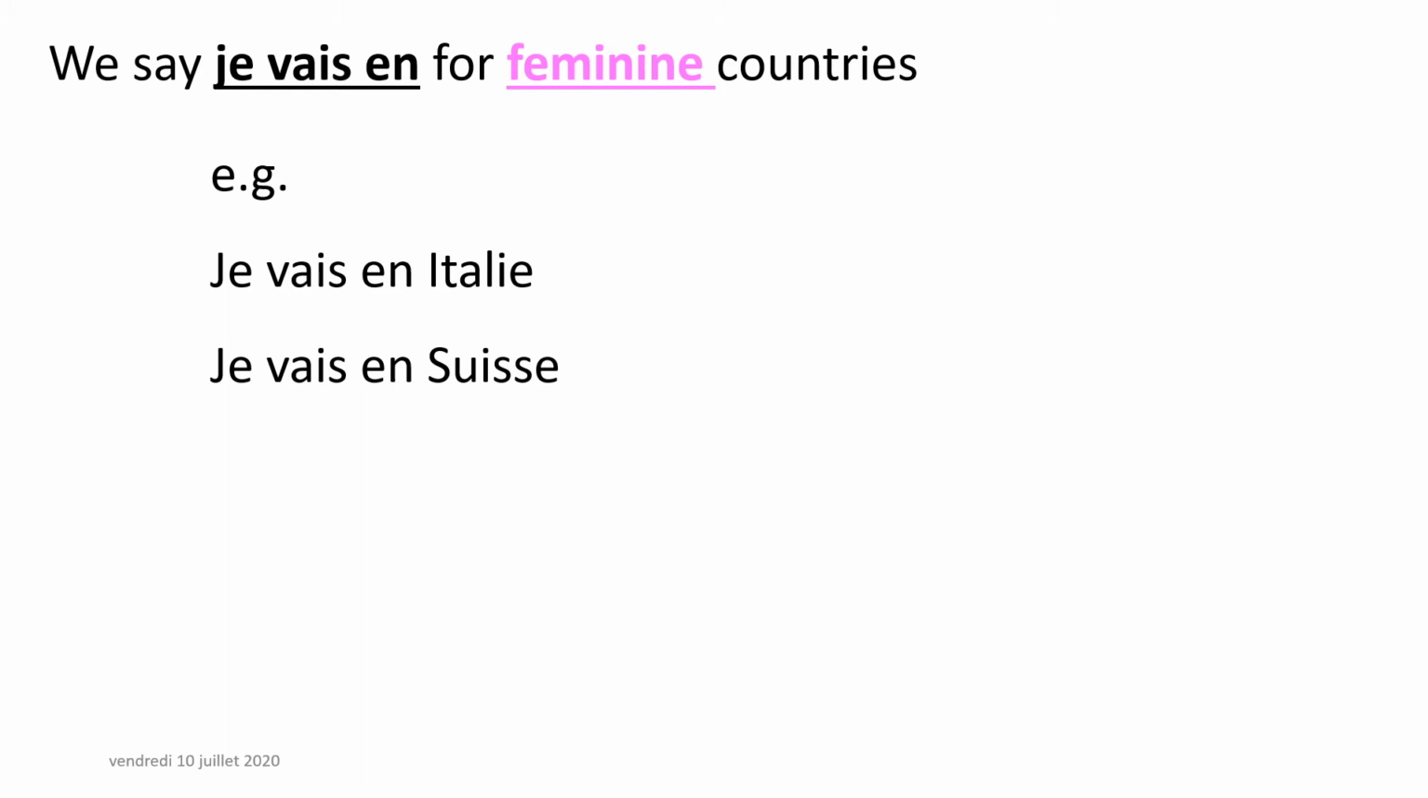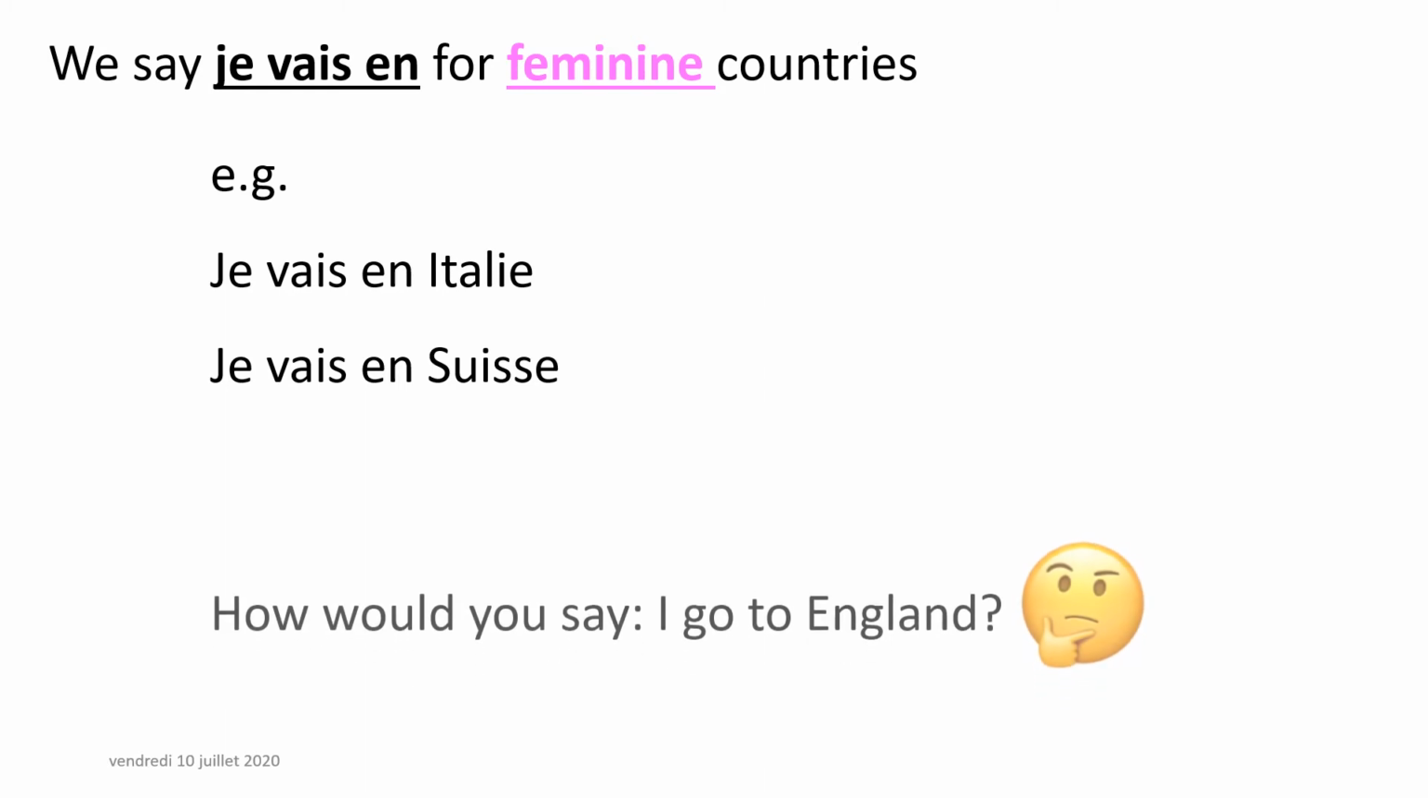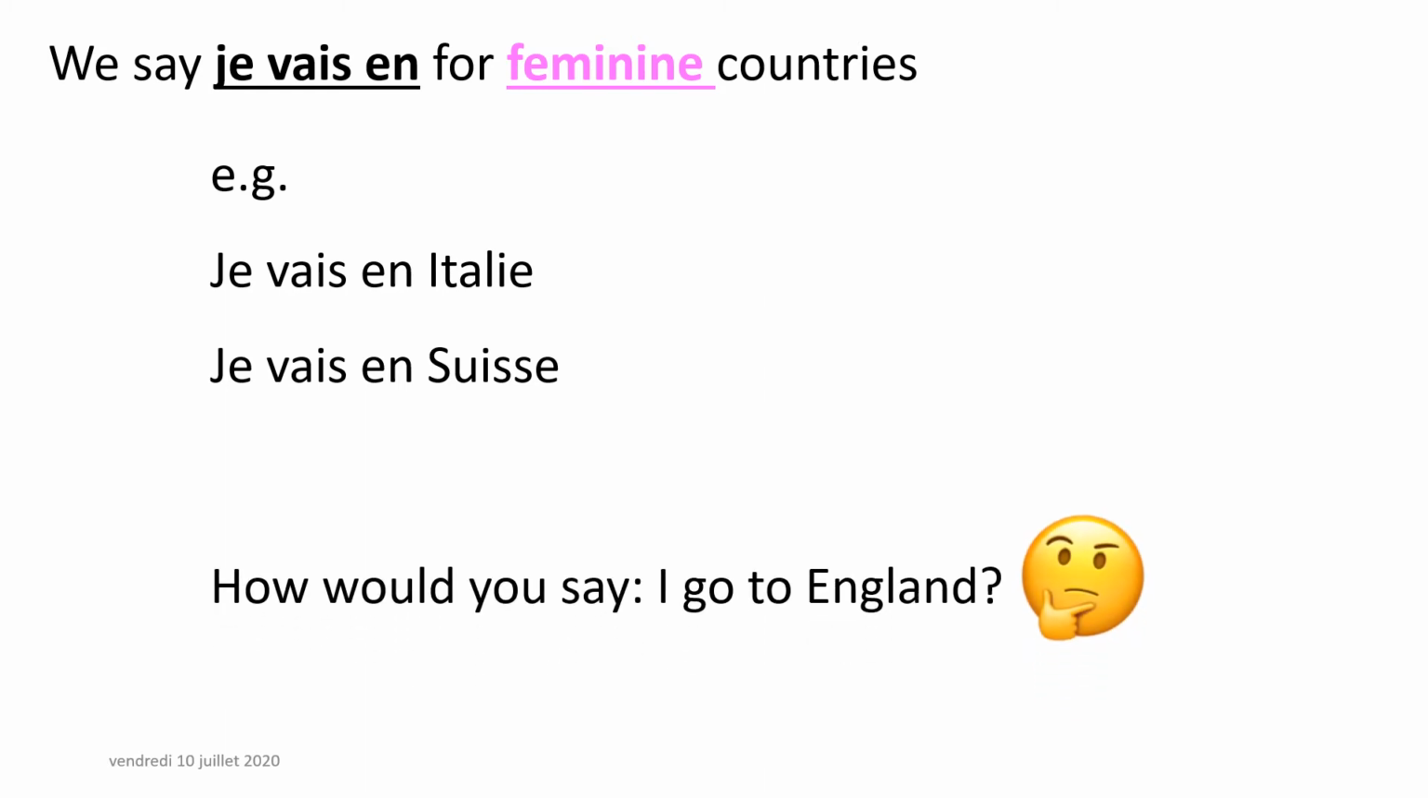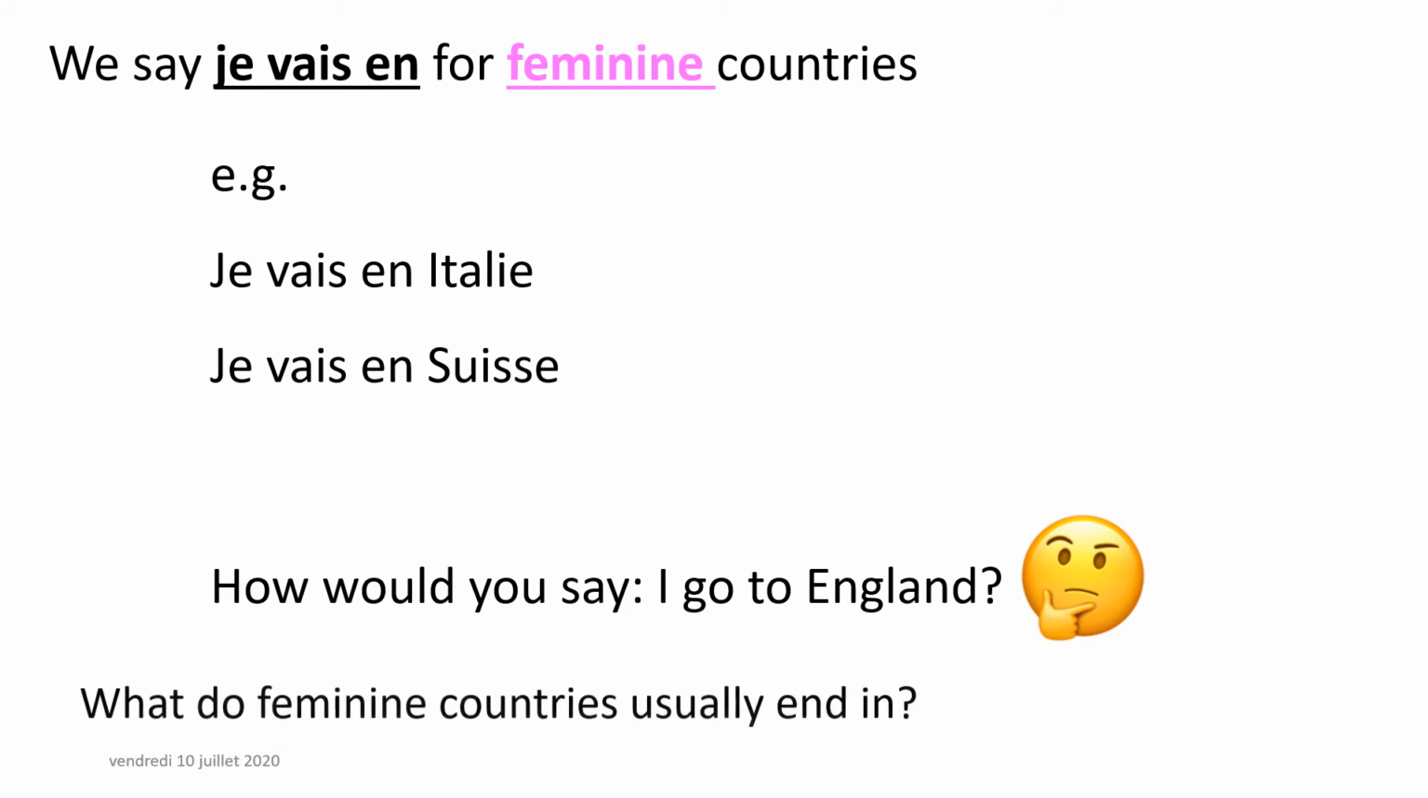We say je vais en for feminine countries. Je vais en Italie, je vais en Suisse. How would you say I go to England? Oui, je vais en Angleterre. What do feminine countries tend to end in? Italie, Suisse, Angleterre, Allemagne.